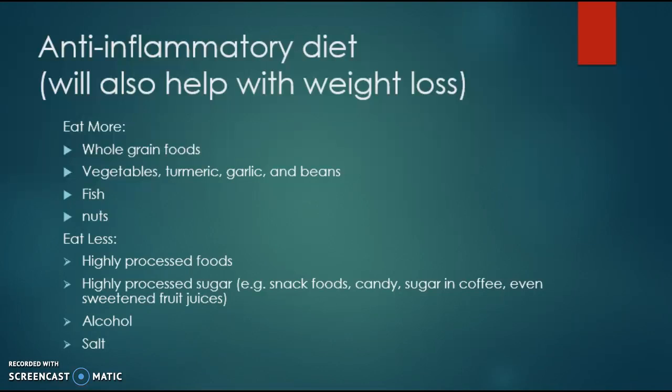The anti-inflammatory diet will consist of eating more whole grains, more vegetables and turmeric, garlic, and beans, more fish and more nuts, which have a lot of healthy fats as well as proteins, and eating less of highly processed foods, highly processed sugars especially. And the highly processed sugar is going to be found in snack foods, candy, sugar, and coffee, and even sweetened fruit juices, as well as alcohol and salt. Doing this should lead to a condition more suitable for reducing the swelling found in the wrist.